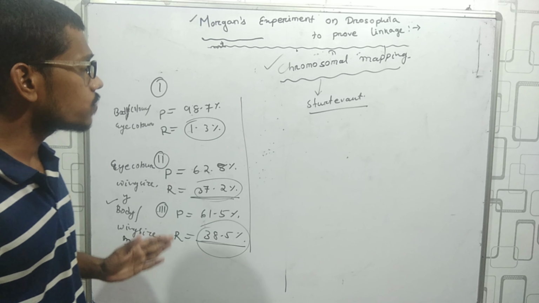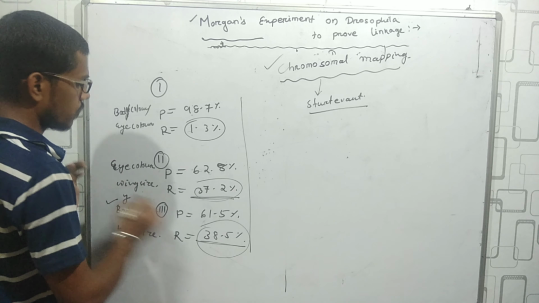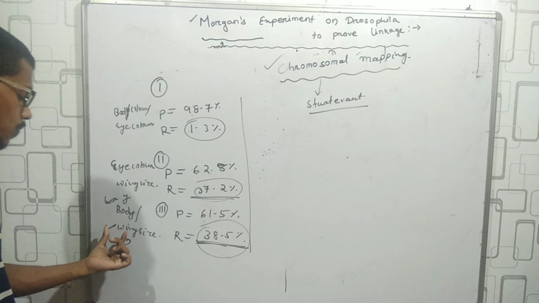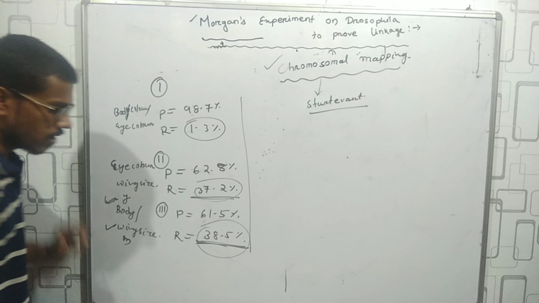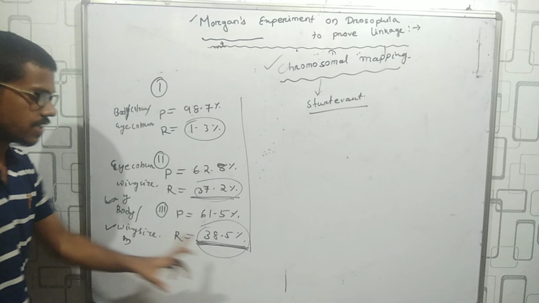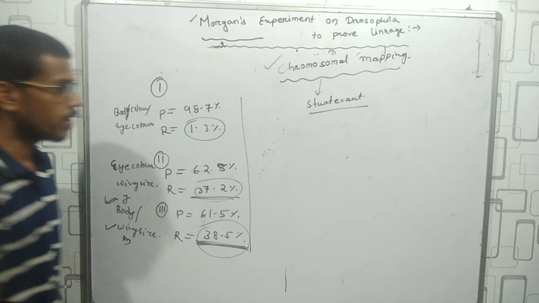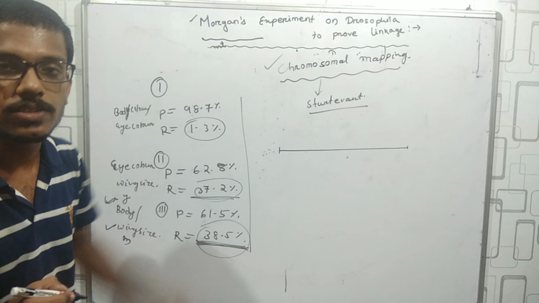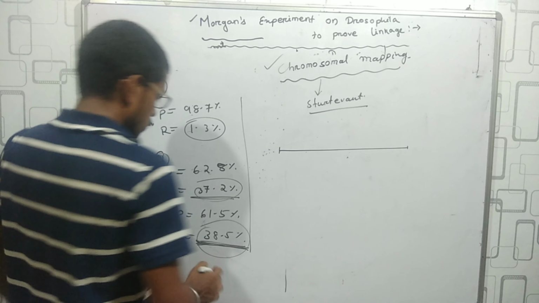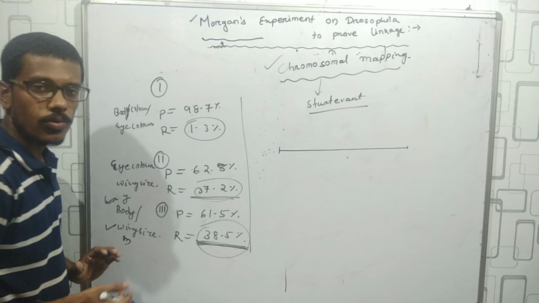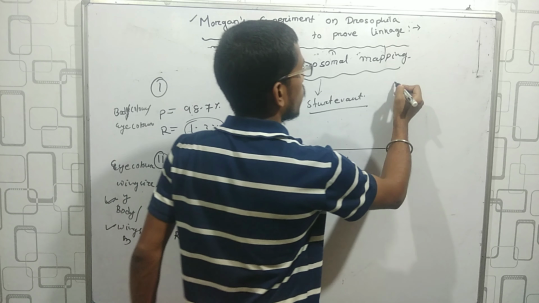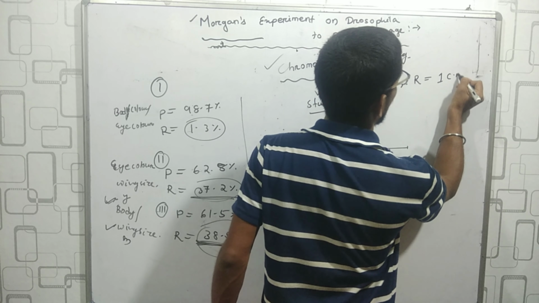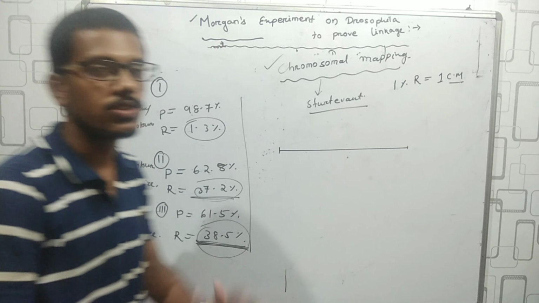According to Morgan's experiment, for the genes responsible for the body color and wing size, the recombination percentage is more, that is 38.5%. Suppose this is the chromosome. Let's see how this positioning is actually done by Sturtevant. Here the recombination percentage is more. The 1% of recombination is equal to 1 centimorgan. This is the unit of the distance between the genes.